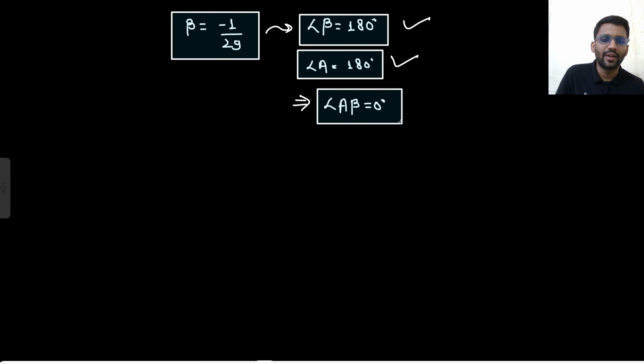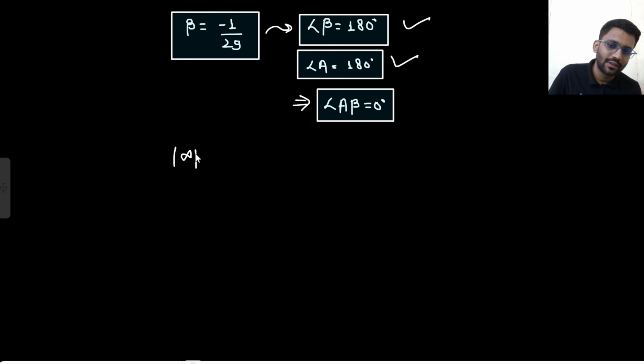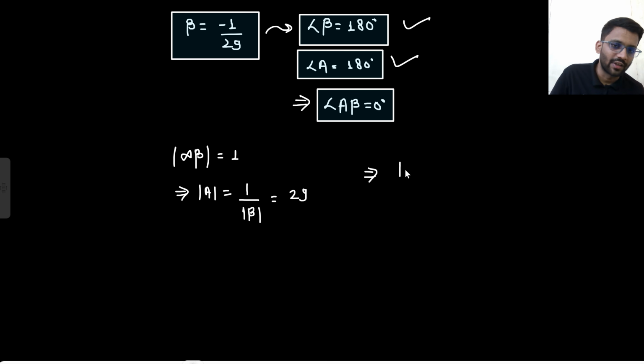So this beta value, you have to remember that beta value is minus 1 by 29. And what is the other thing we know? That your A beta should be equal to 1. That means mode of A should be equal to 1 by mode of beta. That means mode of A should be equal to 29. What is mode of A? Mode of A is equal to RF by R. That should be equal to 29. So RF should be equal to 29R.